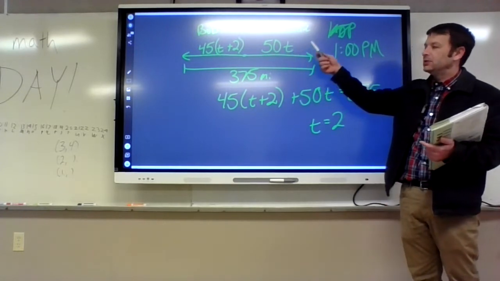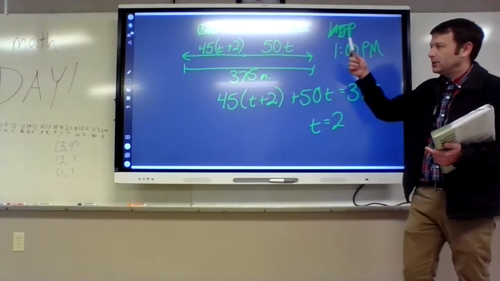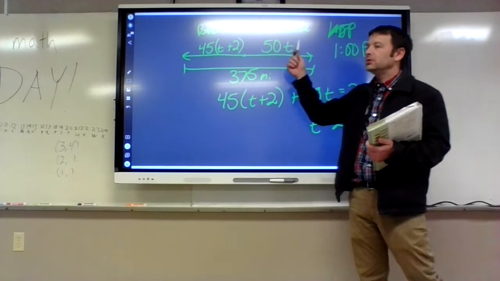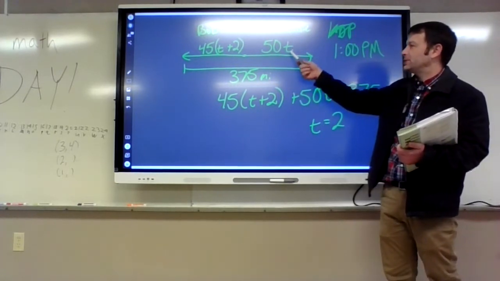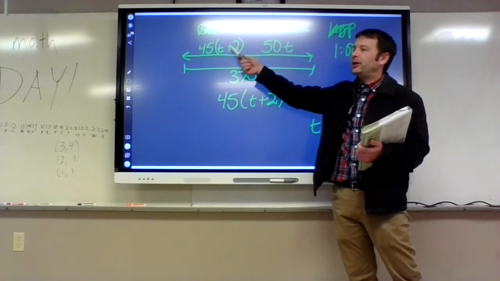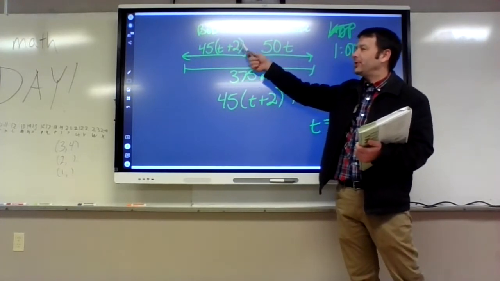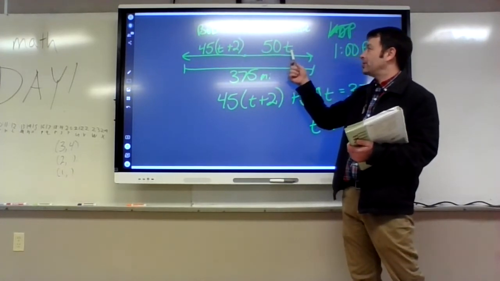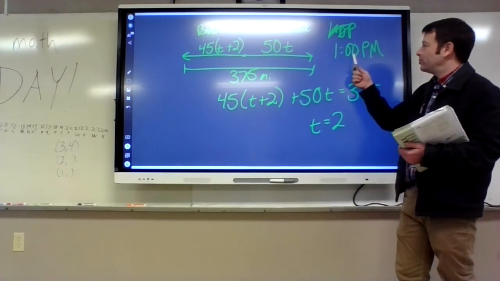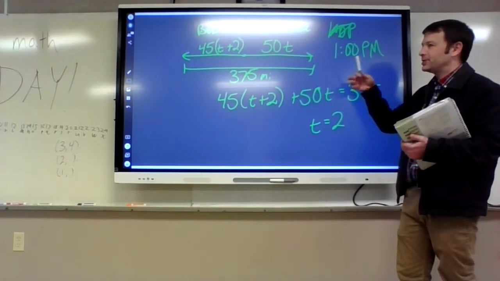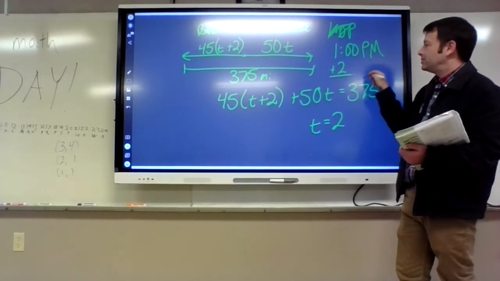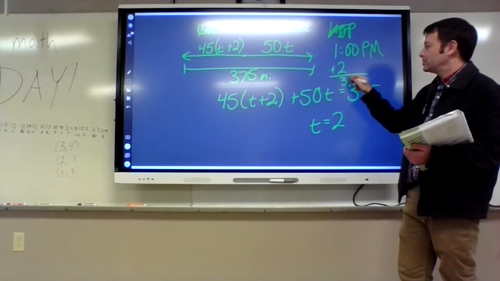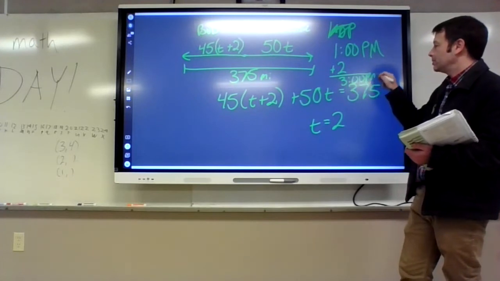Bob left at 11 a.m., but Lane left at 1 p.m., and T stands for Lane's time, not Bob's time. So if he left at 1 and then he travels for 2 hours, what time is it? 2 hours later would be 3 p.m., right? So you just add that to 1 p.m.